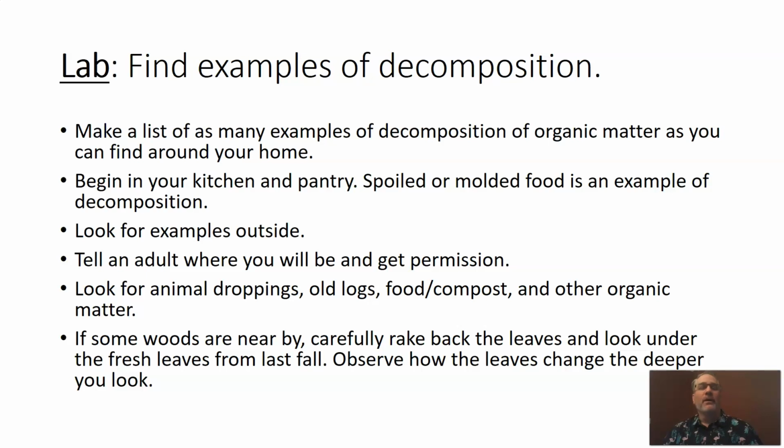So I want you to start out in your home. After you get done, I want you to go ahead and continue your list. I want you to look for examples of decomposition outside. As always, tell an adult where you're going to be, and I want you to get permission. When you're outside, you can look for things like animal droppings, old logs. If you have a compost pile where you put scrap food, any place where you have organic matter, maybe you just want to pull aside the grass in your lawn and look down next to the soil. I want you to observe and see what is happening. I want you to look for that decomposition. Look how it's changing that litter through that process of decomposition.